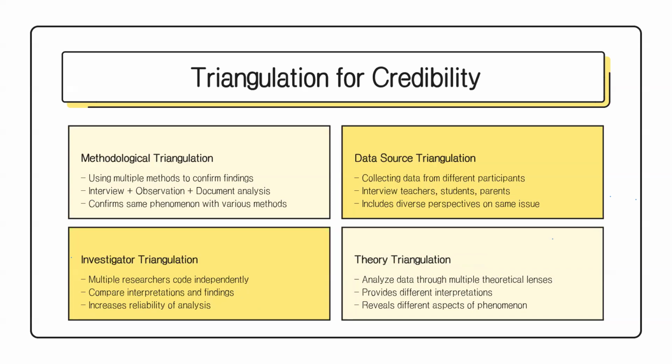Triangulation strengthens credibility. Methodological triangulation uses multiple methods, interview plus observation. Data source triangulation collects data from different participants, teachers, students. Investigator triangulation uses multiple researchers to code independently. Theory triangulation analyzes data through multiple theoretical lenses.